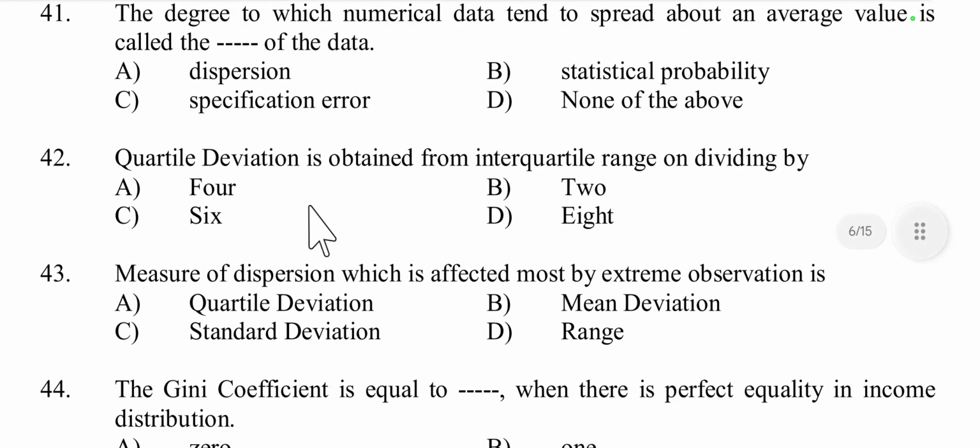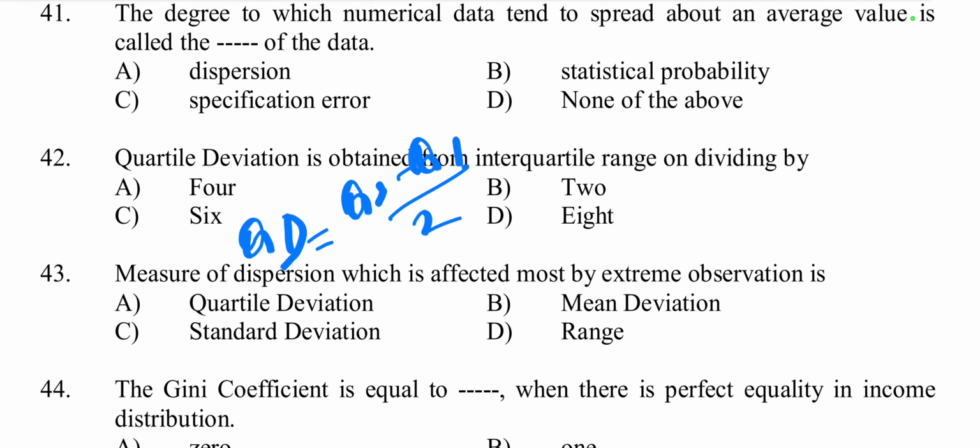Then question number 42. Quartile deviation is obtained from the interquartile range on dividing by 4, 2, 6 or 8. The quartile deviation formula is QD is equal to Q3 minus Q1 by 2. So the right answer is option B, 2. Quartile deviation is Q3 minus Q1 by 2.